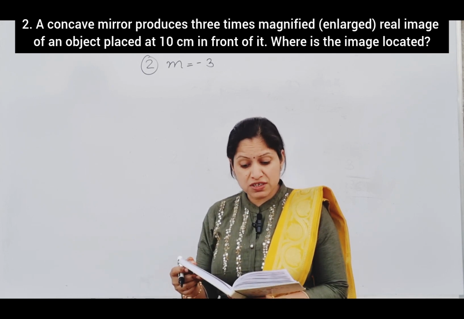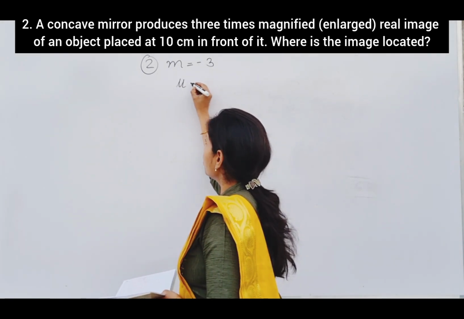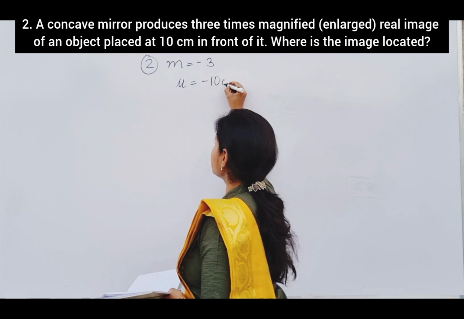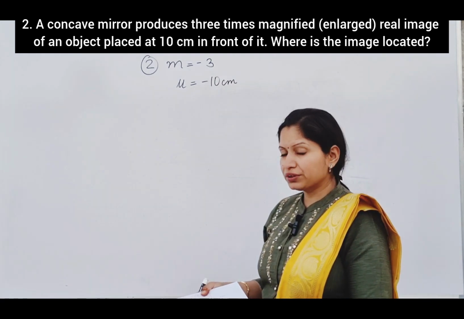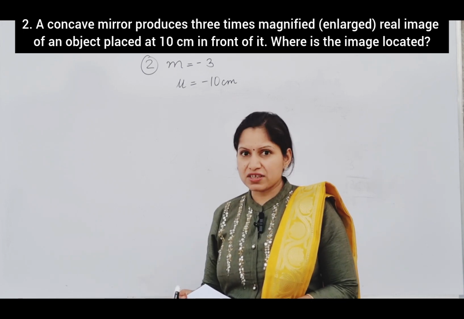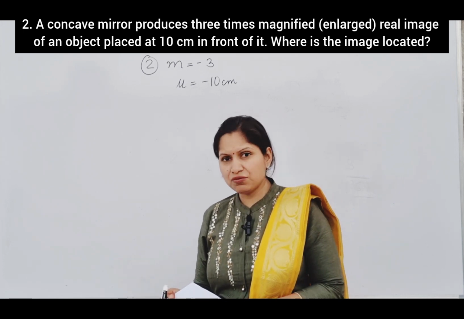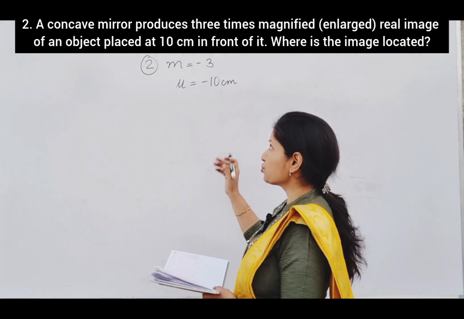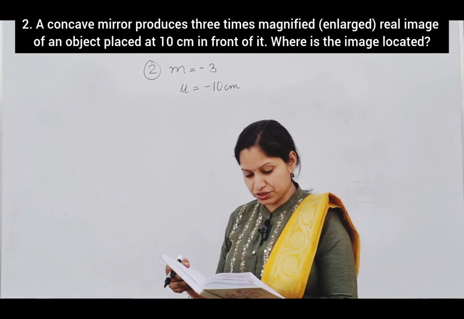And it's given that the object is placed at 10 centimeter in front of it. So the object distance is given as minus 10 centimeter. Why minus? Because you all know that the object is always placed to the left of the pole, on the left side. So any distance that is towards the left of the pole is taken as negative, and so the object distance will be minus 10 centimeter.